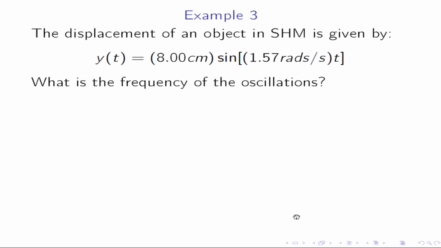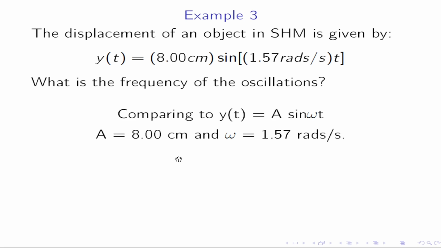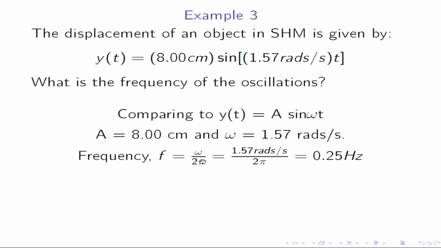In this example, the instantaneous displacement is given by y of t is equal to 8 centimeter into sin(1.57 radians per second into t). We have to find the frequency of oscillation. Comparing this with y of t is equal to A sin omega t, A is equal to 8 centimeter and omega is 1.57 radians per second. Frequency f is omega by 2 pi, that is 0.25 hertz, and period T is equal to 2 pi by omega, that is 4 seconds.